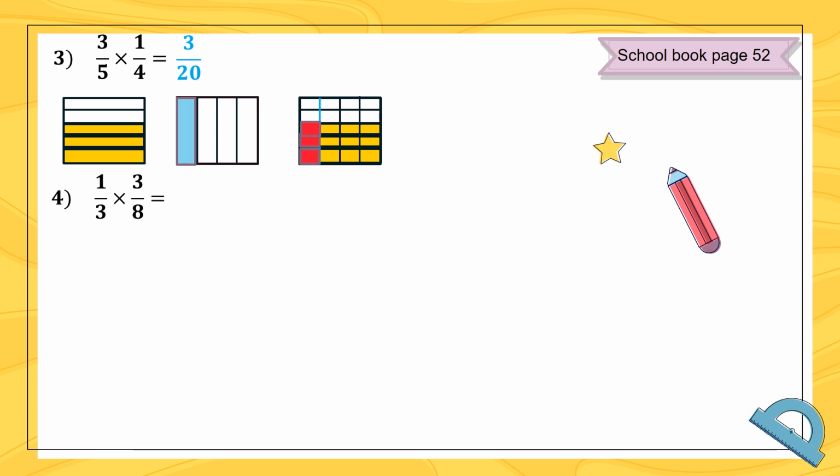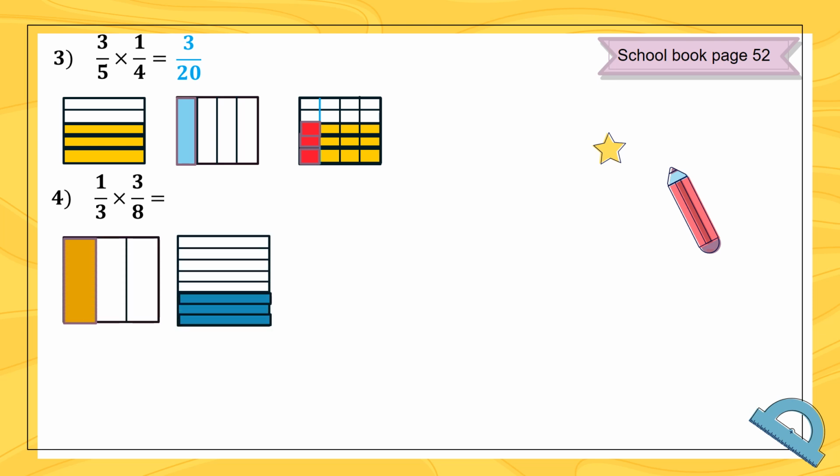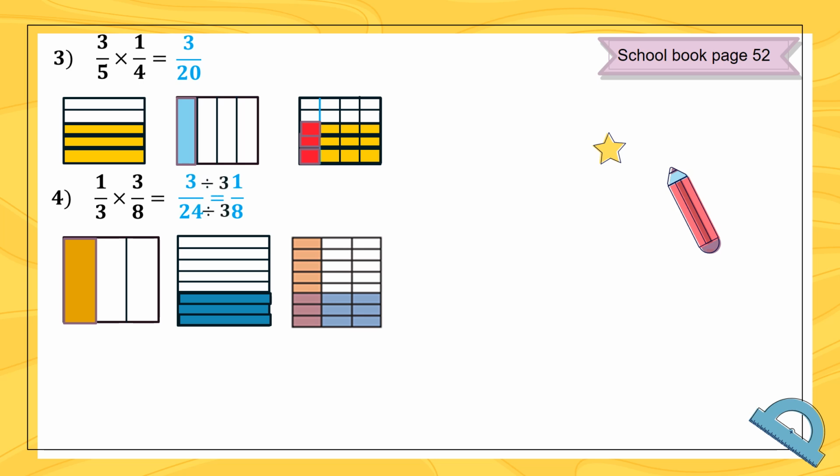Number 4, 1 over 3 times 3 over 8. I will draw a model for 1/3 and another model for 3/8. So I will put them above each other and count the common parts between the two models. So we get 3 over 24.